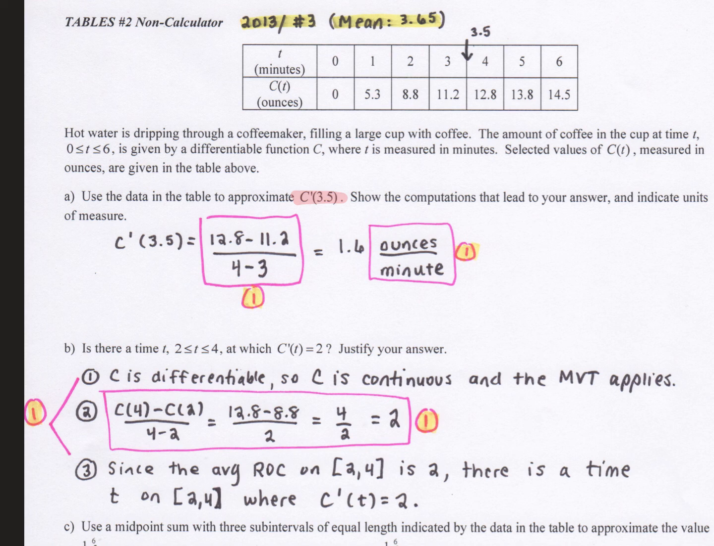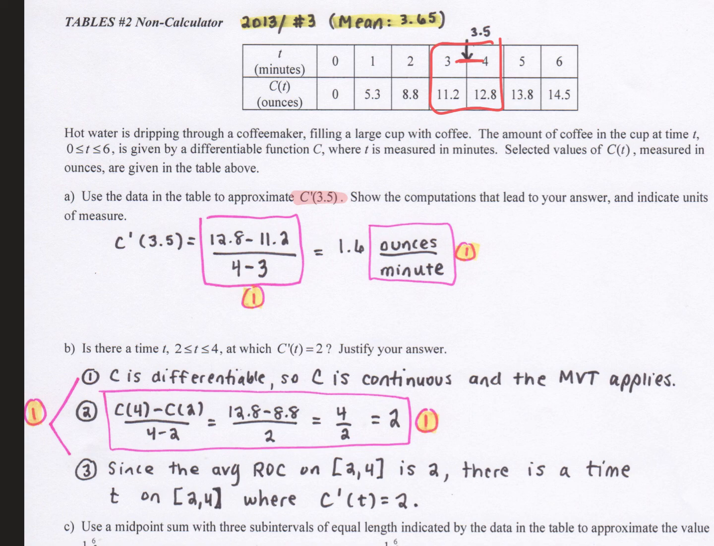So I need to find where 3.5 lies in my table, and it's right here in between the 3 and the 4. So I'm going to use this portion of my table, and you see that difference quotient is shown right here. So you must show the 12.8 minus 11.2 over 4 minus 3. That earns you this first point. You don't have to simplify it any further.